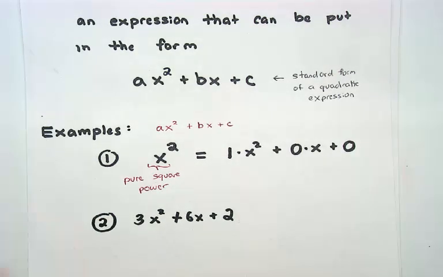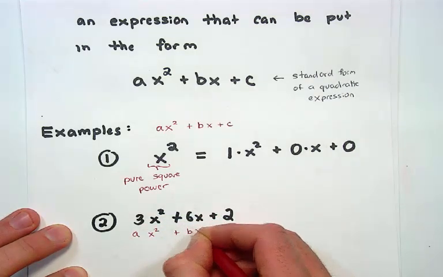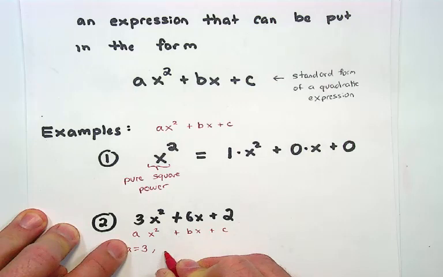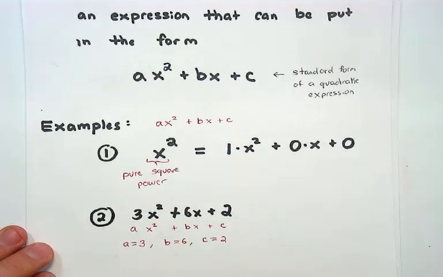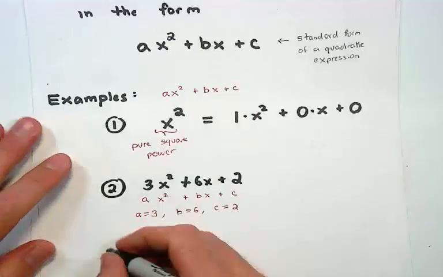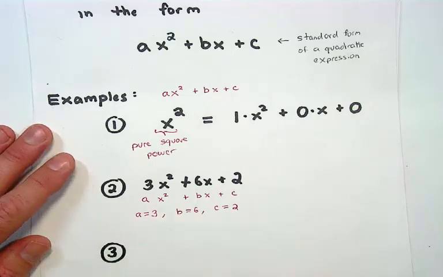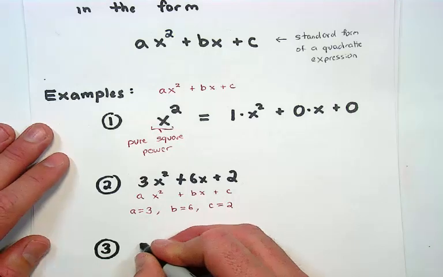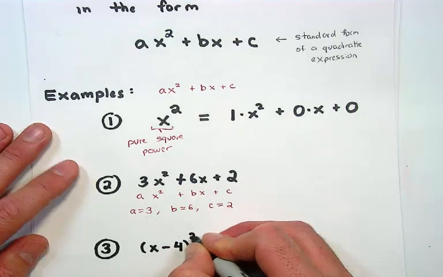If I wanted to be super clear on this, we see the standard form is ax squared plus bx plus c, and we can actually kill a fly with a hammer. A would be 3, b would be 6, c would be 2 in that case. Let's take a look at one that doesn't look like a quadratic expression to begin with, but actually is a quadratic expression hidden underneath. Perhaps we have something like x minus 4 squared.